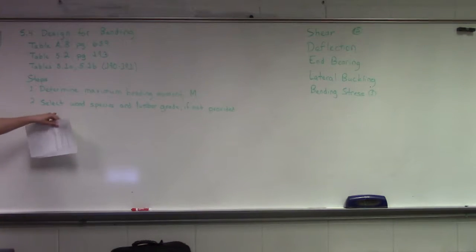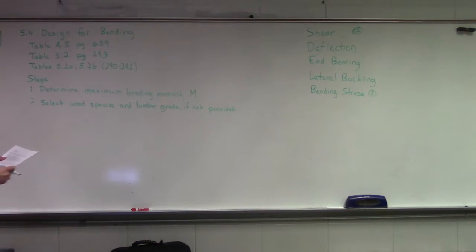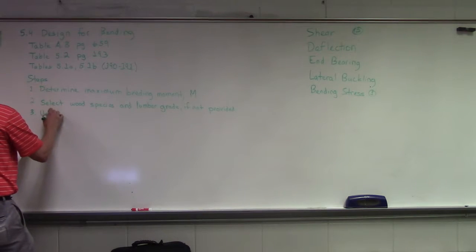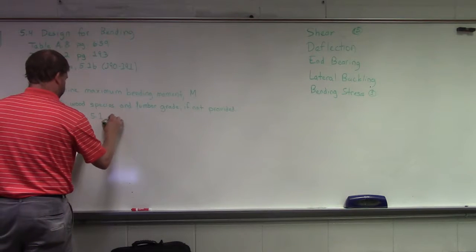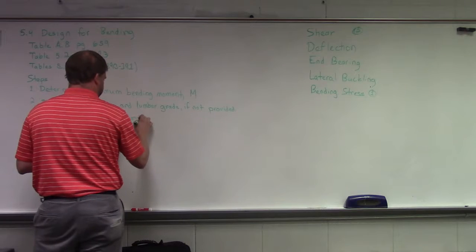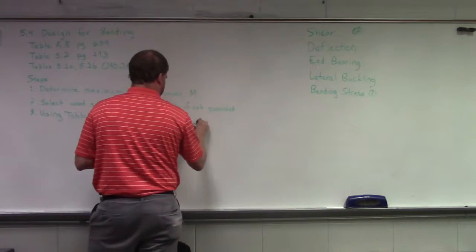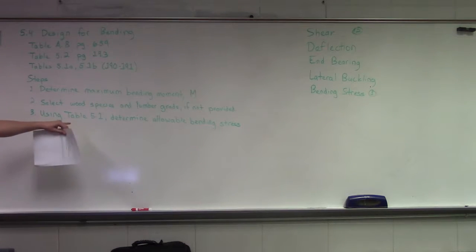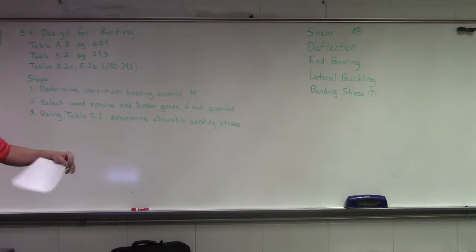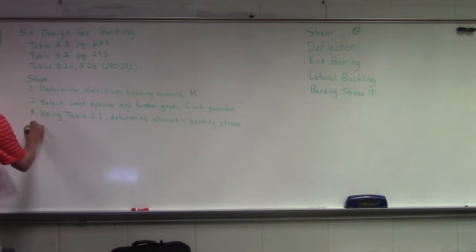If it's not provided, you'll need to select your wood species and your lumber grade, whether you're going to use type 1 or type 2. Then you can go to table 5.1. If you're using the Douglas fir, go to 5.1a. If you're using the hem fir, go to 5.1b. Determine your allowable bending stress. Okay, and we'll take a look at that table in a second here and see what's going on there.